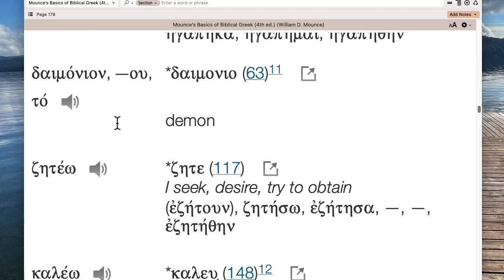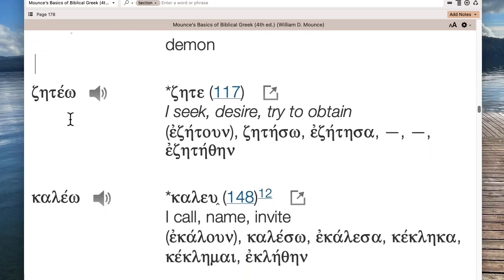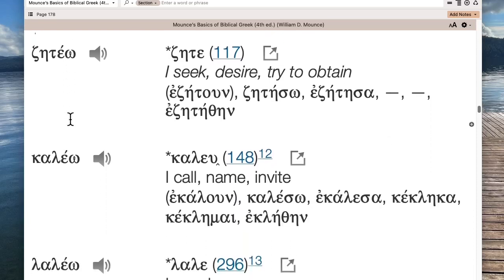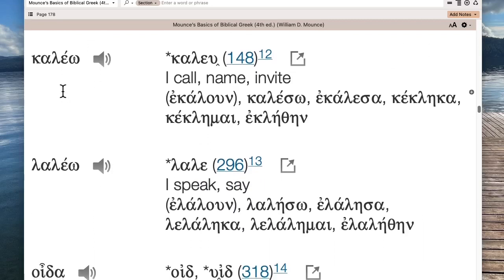Next we have daimonion. Daimonion, that's a word for demon. Notice it's a second declension neuter. Another verb, zeteo. I seek, I desire, I try to obtain. Next, kaleo. I call, I name, I invite.